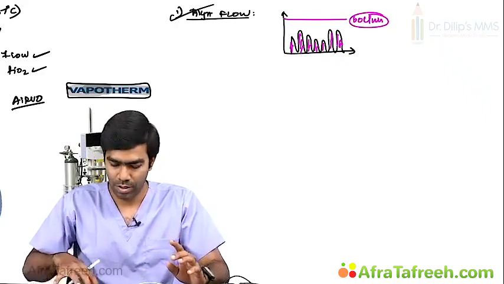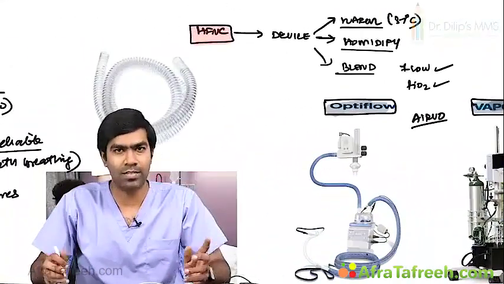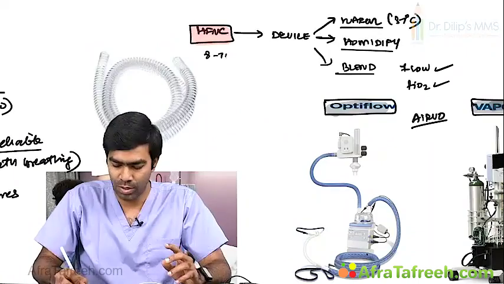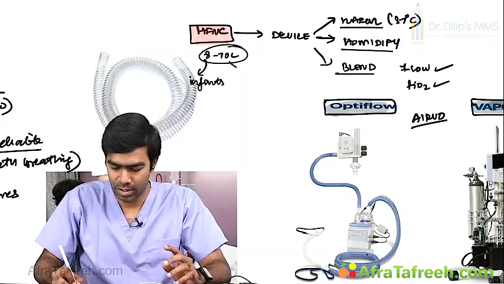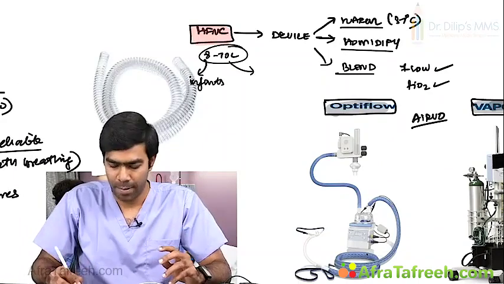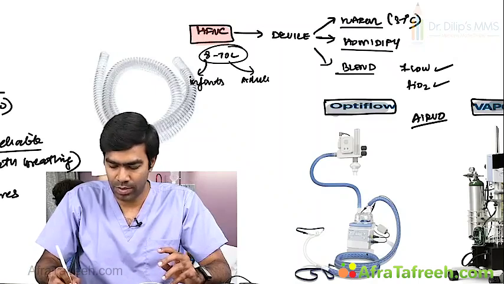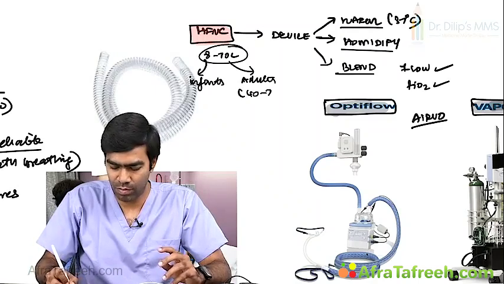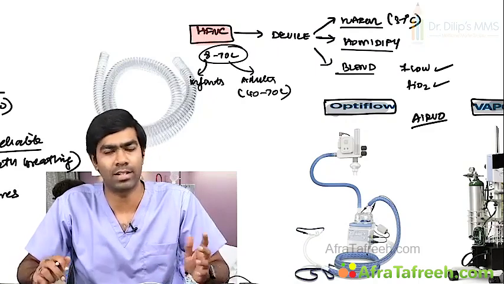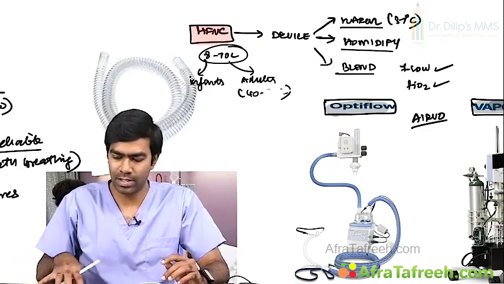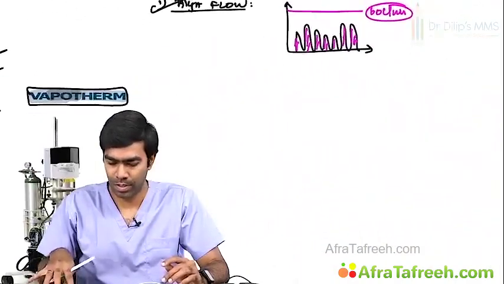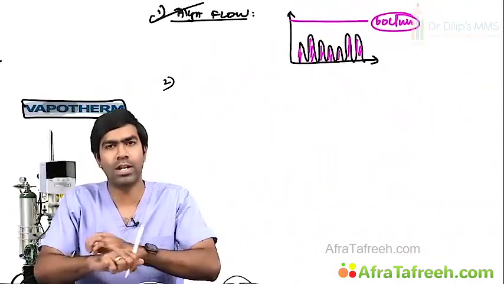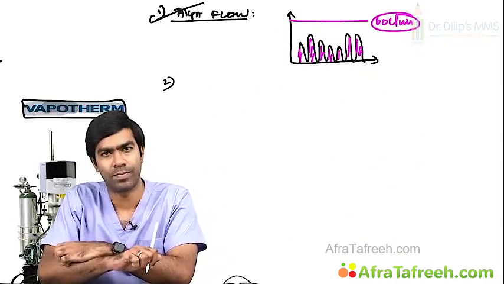Number 1, high flow. What is the amount of flow that this HFNC produces? Generally approximately 8 to 70 liters. 8 liters is generally preferred in the infant population and 70 liters is produced in adults. In adults, we generally keep a flow of 40 to 70 liters depending on the dyspneic status of the patient. If the patient is heavily dyspneic, I'll keep it at 60-70 liters also. So the first advantage is always the high flow that is generated by these devices.